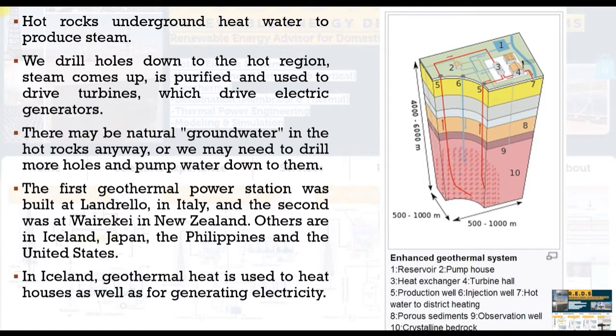As you can see here, there is a schematic drawing of a geothermal system. There's a reservoir and pumping house, heat exchanger, turbine, production well, and this is the injection. The depth varies from 2,000 up to 10,000 meters toward the core of the earth.